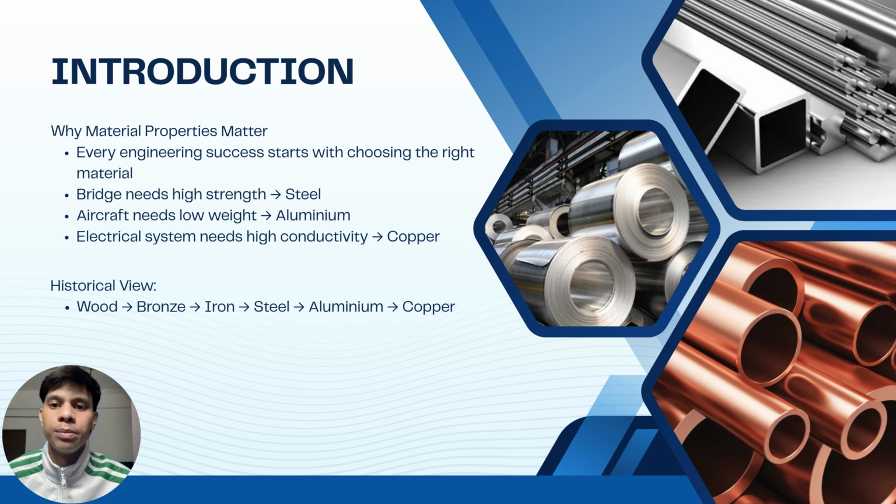For instance, a bridge requires high strength steel to support massive loads. An aircraft needs the lightweight nature of aluminium to maximize efficiency. And our electrical systems rely on the superior conductivity of copper. Throughout history, we have evolved from using basic materials like wood and bronze to advanced metals like steel, aluminum, and copper. In this video, we will explore the direct relationship between material properties and engineering performance and see what happens when the selection goes wrong.